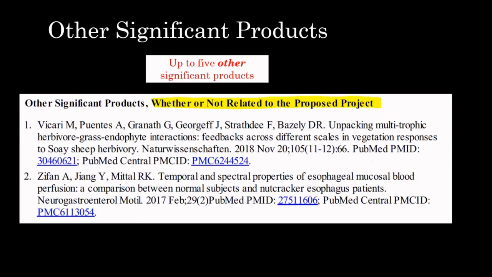Other significant products is a section where we're allowed to list up to 5 other items that are not exactly related to the proposed project. So publications in various fields that aren't specific to completing the scope of work of this award, but that do give the NSF reviewers an understanding of the productivity, the activity that this faculty member is involved with, and helps again demonstrate their ability to complete the scope of work proposed on this proposal.